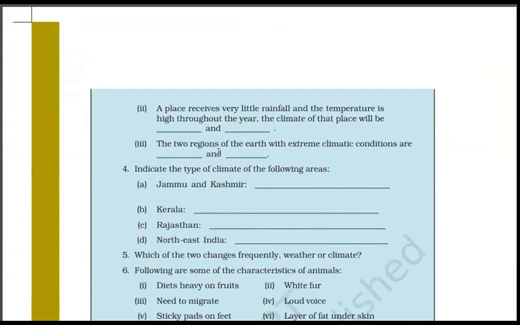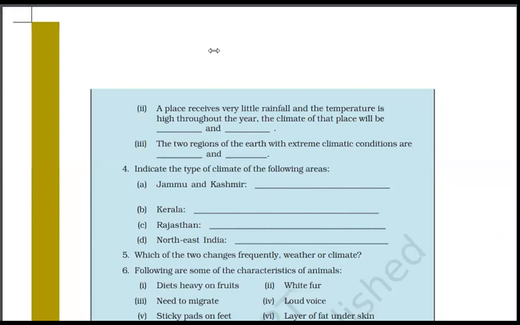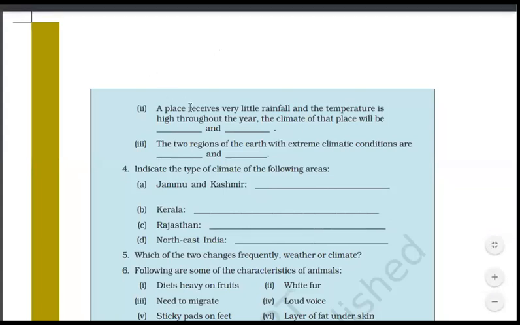Second, a place receives very little rainfall and the temperature is high throughout the year. The climate of that place will be dash and dash. We have studied this. Yes, hot and dry. Very good. Example of such region? Deserts. Very good. Desert. Yes, Rajasthan.